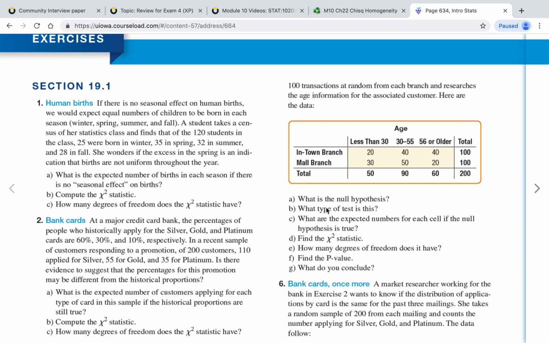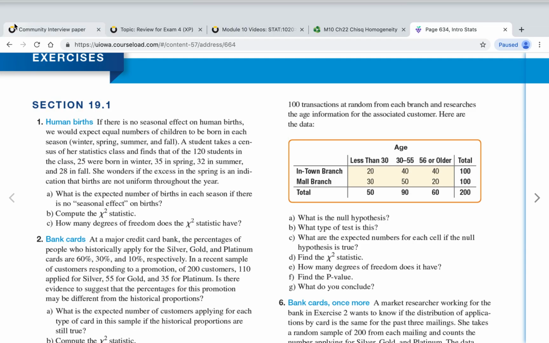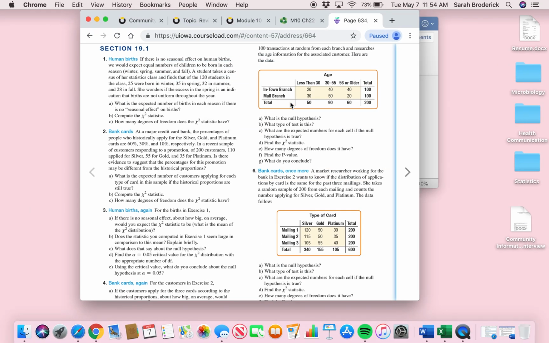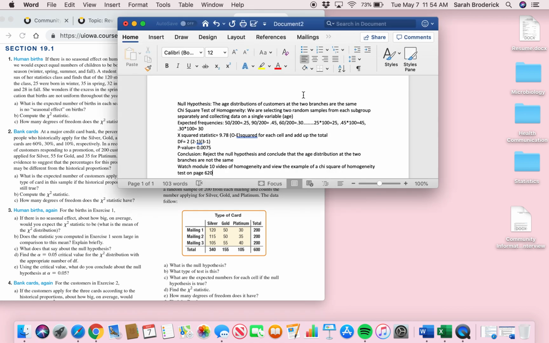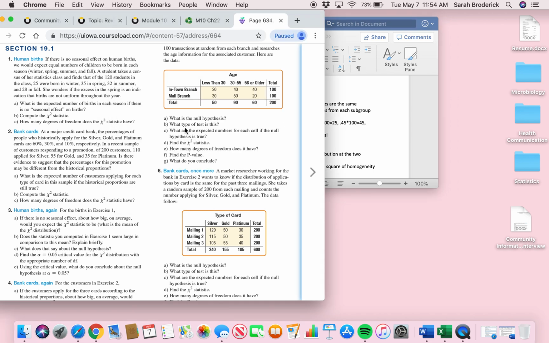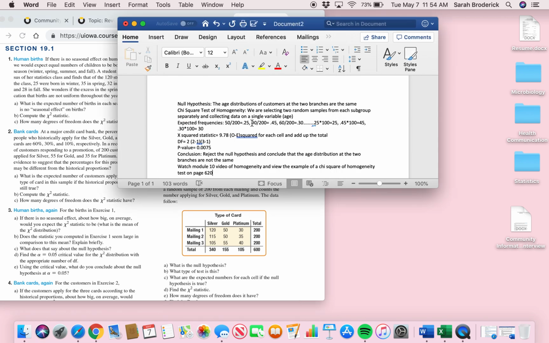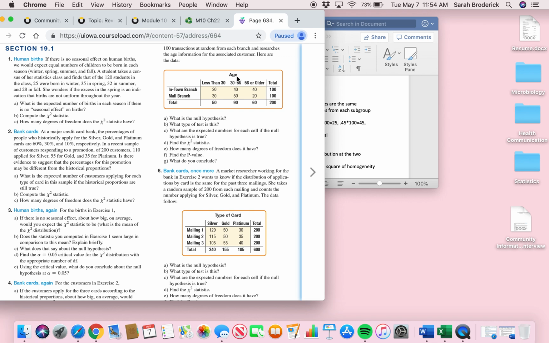So the first question is asking what is the null hypothesis? And I'll go back and forth between these questions and then my Word document that I made. So the null hypothesis is that the age distributions of customers at the two branches are the same. And then the next question asks, what type of test is this? And I said it's a chi-square test of homogeneity. And that's because we are selecting two random samples from each subgroup separately and then collecting data on a single variable. And the variable we will be looking at is age.